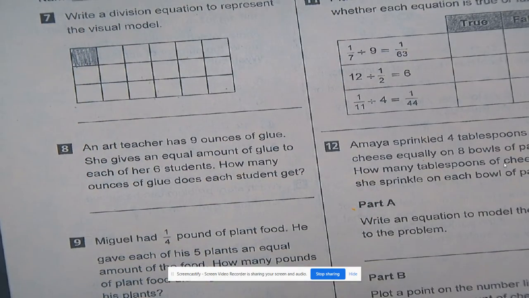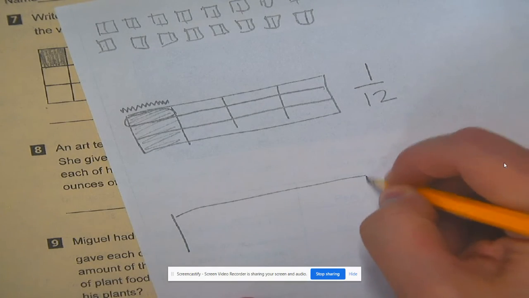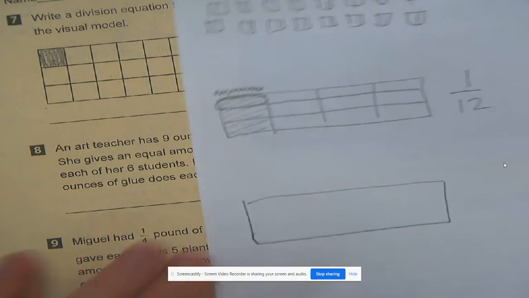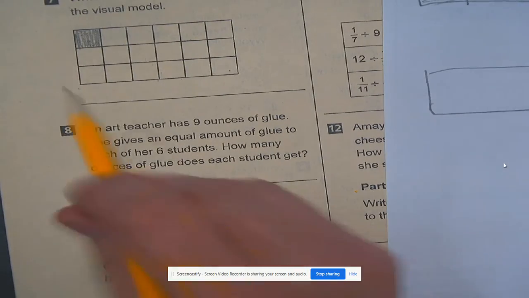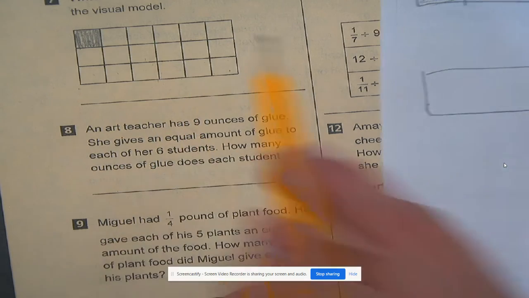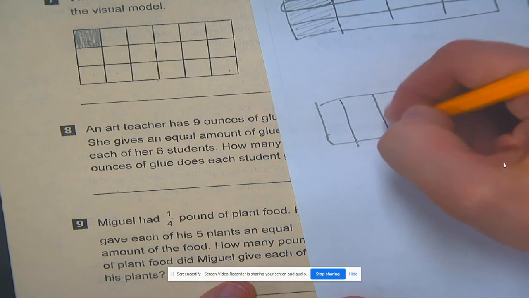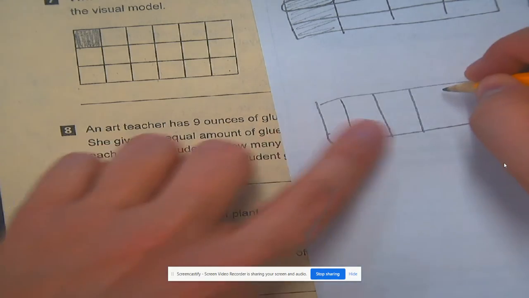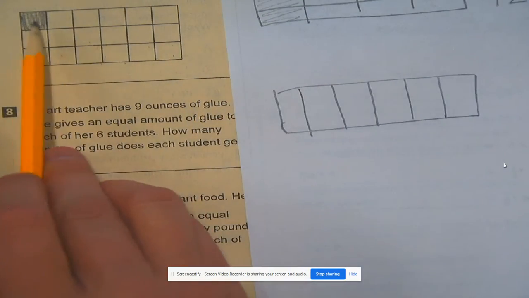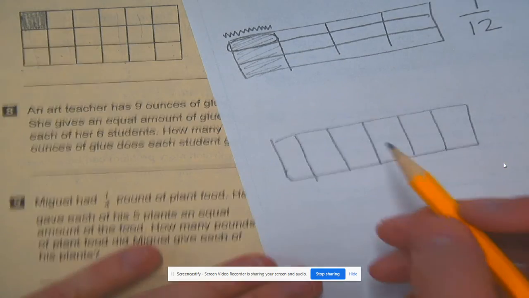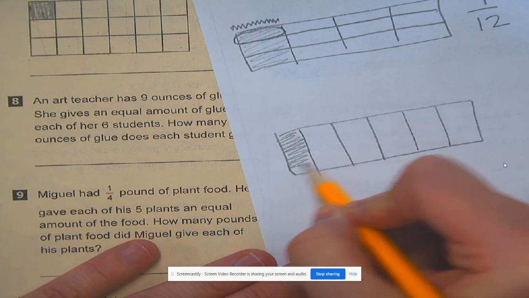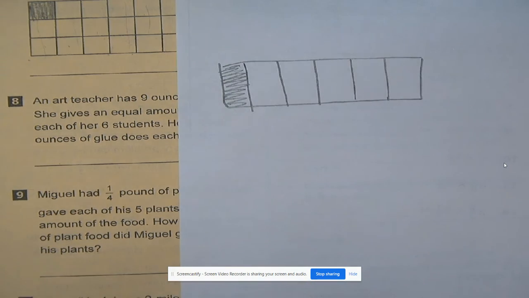Okay, so the very first thing we need to do is look at what was cut first. What was it cut first? 1, 2, 3, 4, 5, 6. Good. So it was cut into 6 pieces. 1, 2, 3, 4, 5, 6. Now, how many of these 6 are colored in? 1. So that's what we started with.